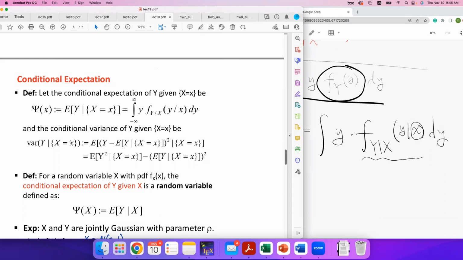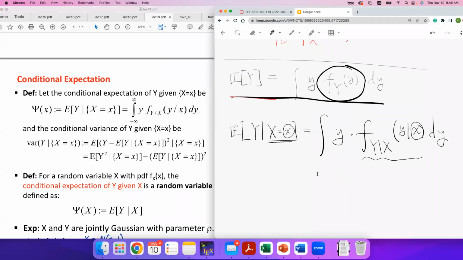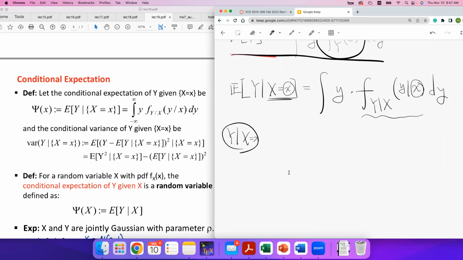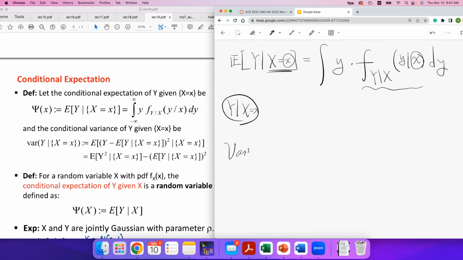And we can also define the conditional variance. Basically, we can treat y given x as a random variable. We can define this expectation, we can define its variance, all those kinds of statistics. So the variance of y given x equals small x, essentially following the definition of variance. I view this as a random variable, so I'm looking at the deviation.